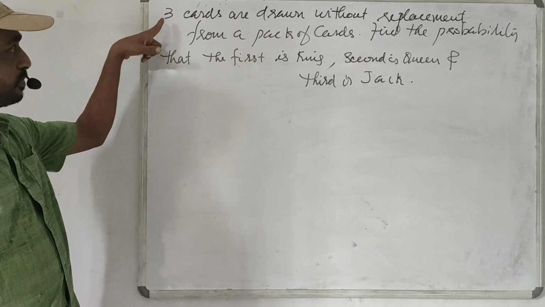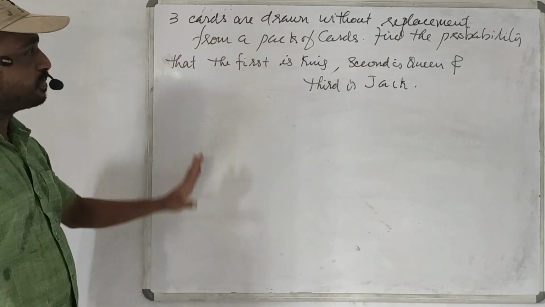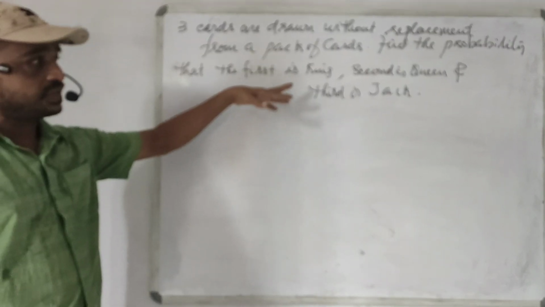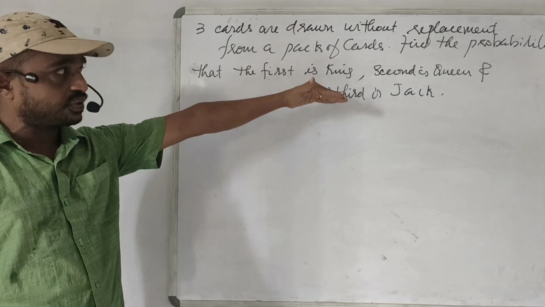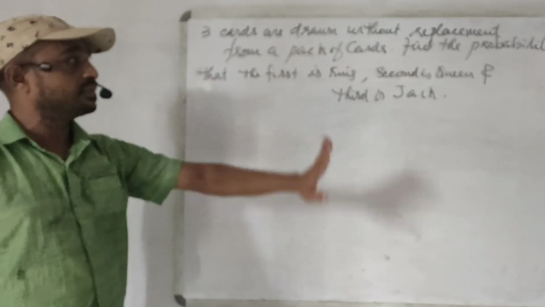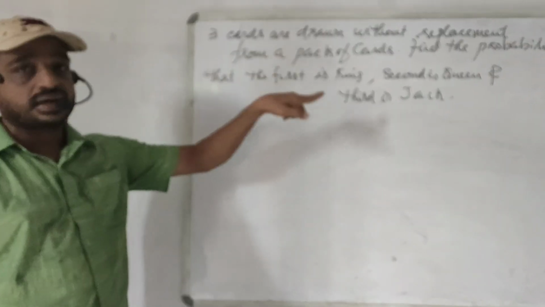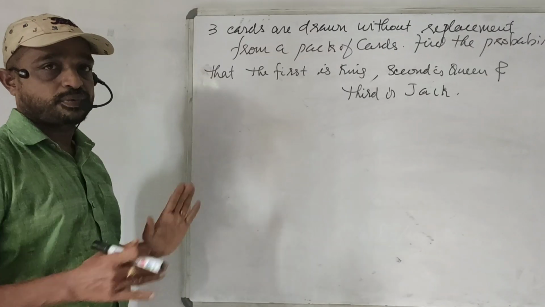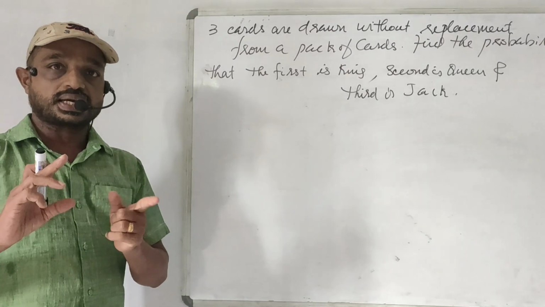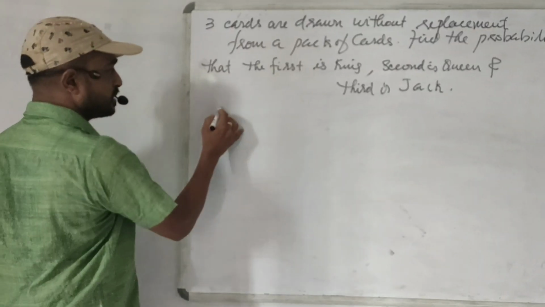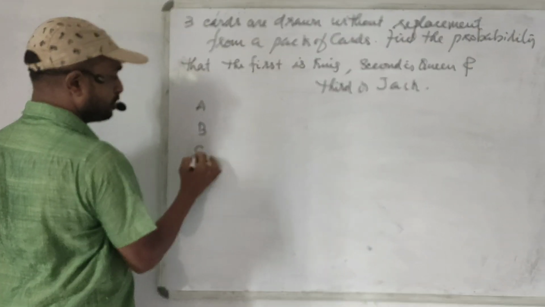You are given a problem. 3 cards are drawn without replacement from a pack of cards. Find the probability that the first is king, the second card should be queen, and the third should be jack. Now here 3 events are there. So in any problem of probability, first of all, you must identify the events in the problem. So let us name the events as A, B and C.